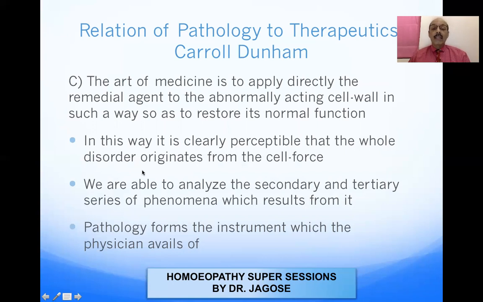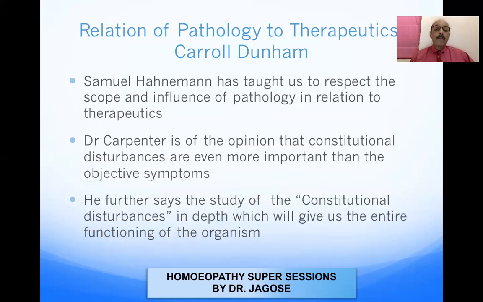In this way, it is clearly perceptible that the whole disorder originates from the cell wall. So therefore, it is clearly perceptible that the main disorder will originate from the cell wall. We are able to analyze the secondary and tertiary series of phenomena which result from it. Pathology forms the instrument which the physician avails of. Samuel Hahnemann has taught us to respect the scope and influence of pathology in relationship to therapeutics.